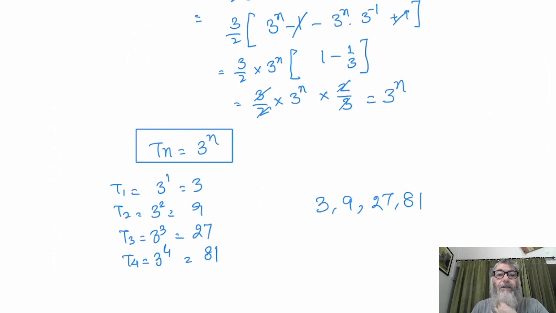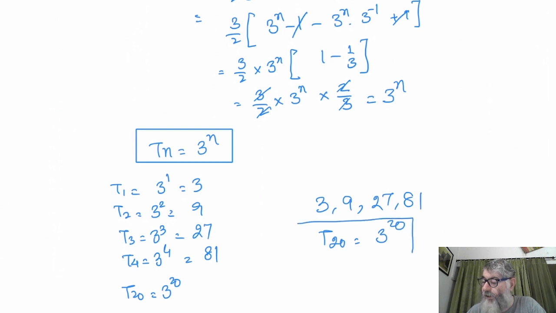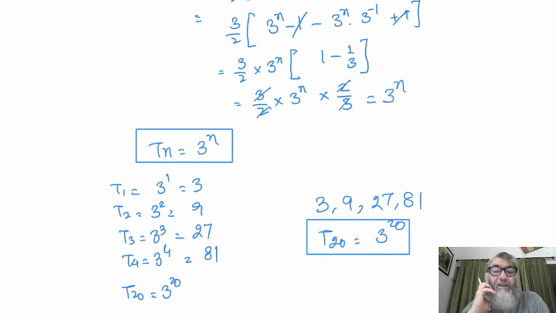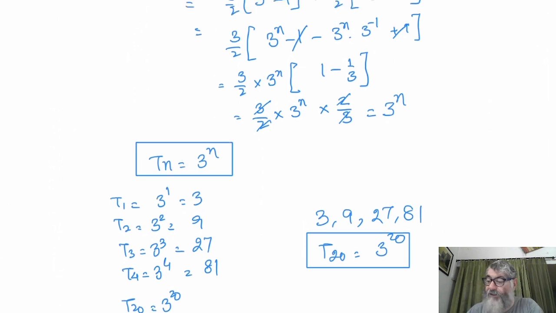Okay, so we calculated the 4 terms 3, 9, 27 and 81 by Tn. Now he wanted 20th term also. He wanted 20th term. So T20 will be what? 3 to the power 20. We don't need to multiply to find the power of 3 to the power 20, we leave it as 3 to the power 20.